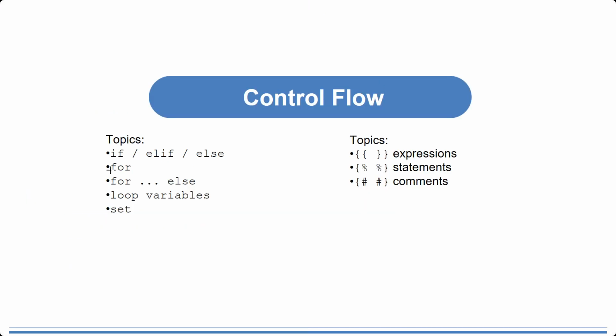In this session, we are going to learn some of the topics about control flow. For example, if else. I think this is the most common in programming languages. So you can also use it in any programming language like Python, Java, but we will use this one in FastAPI and using Jinja. We are going to use the for loop, for else loop variables, and set.